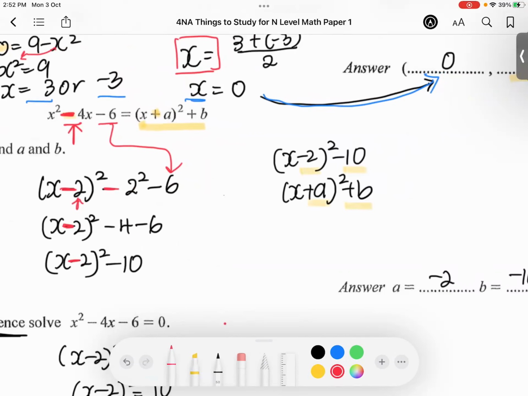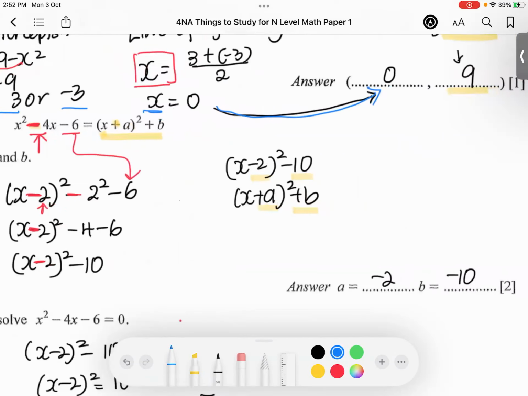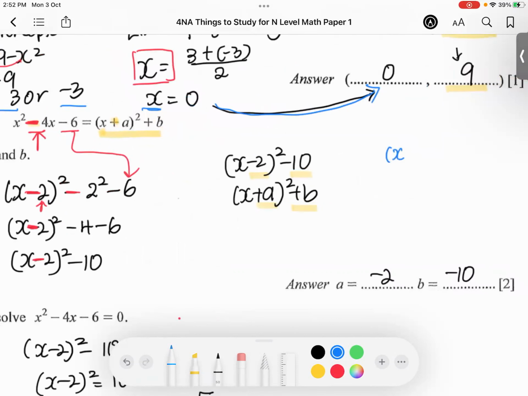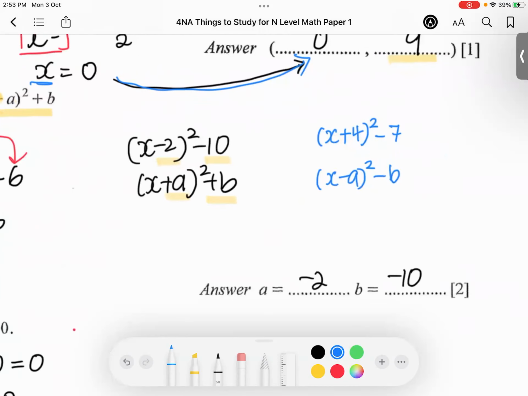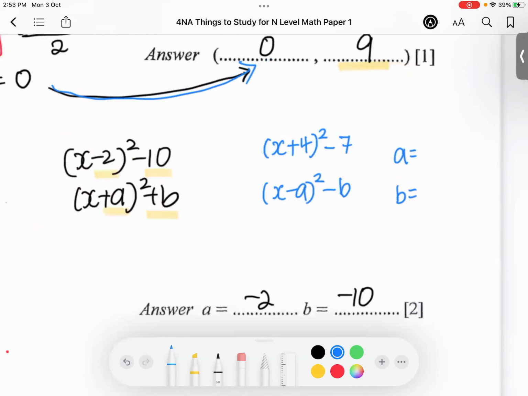Okay, just a word of caution, sidetrack a little bit. What about other kinds of question? Let's say my question is x plus 4 whole thing squared, minus 7, okay, for example. Then they give you the equation is x minus a squared minus b. They ask you of this form. Then they ask you, what is a, what is b? Are you able to tell me what is a?